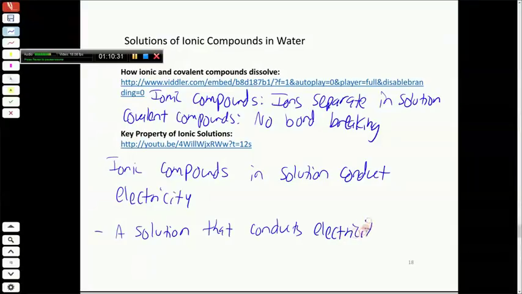So basically we can classify aqueous solutions into two types, electrolytes and then non-electrolytes, so not a very creative naming system, but two different possibilities, electrolytes and non-electrolytes.